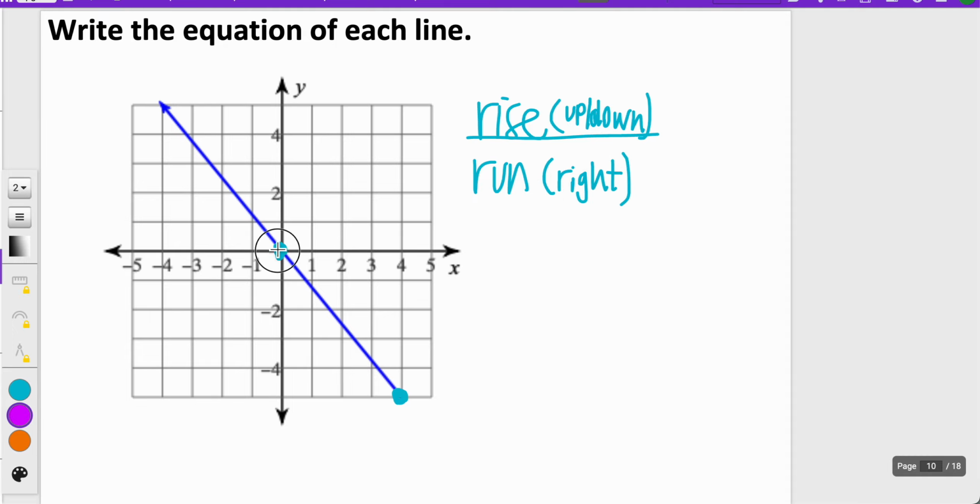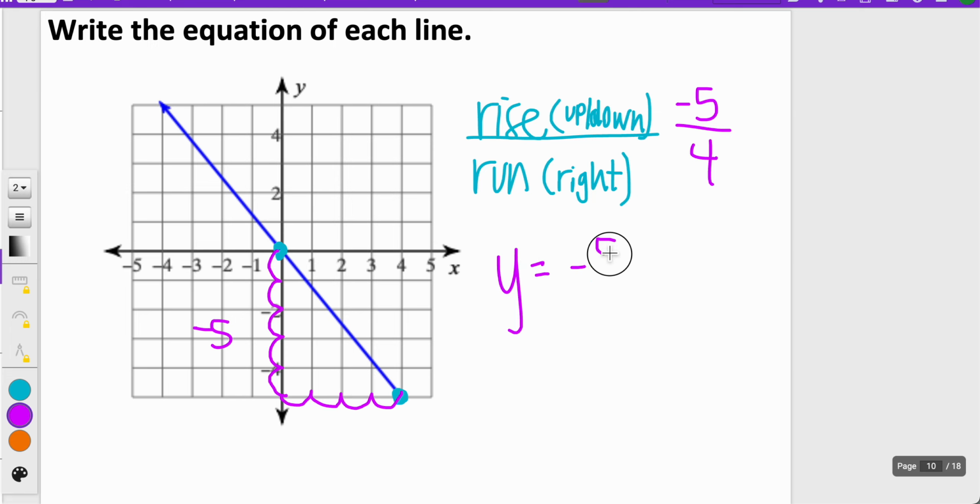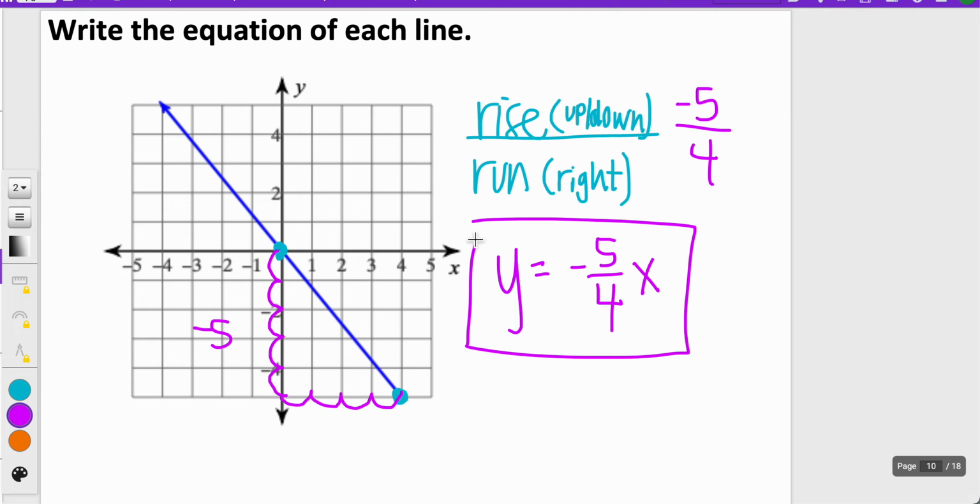So my rise, count with me, is 1, 2, 3, 4, 5. And because I go 5 down, that's negative 5. And then my run is 1, 2, 3, 4. So my slope here is negative 5 over 4, which means I can plug it in and say this equation will be y is equal to negative 5/4 x.